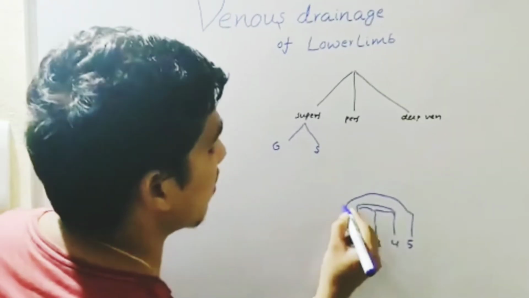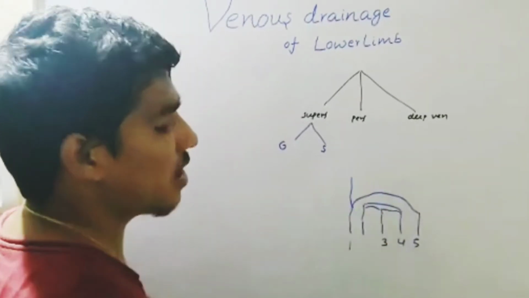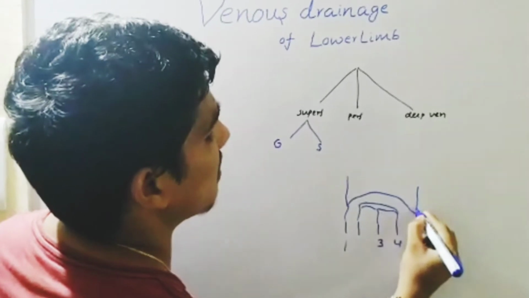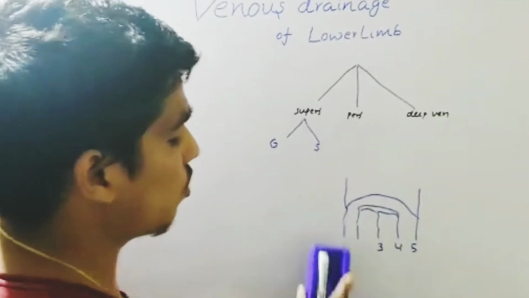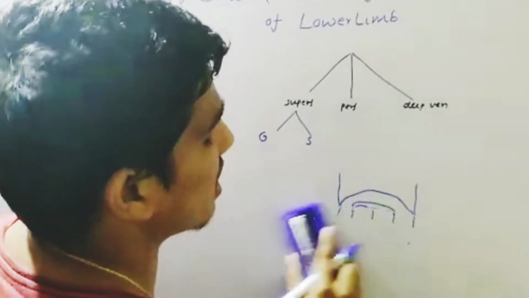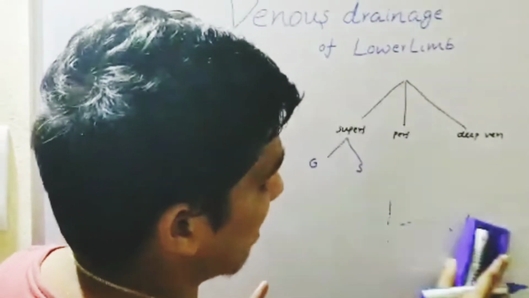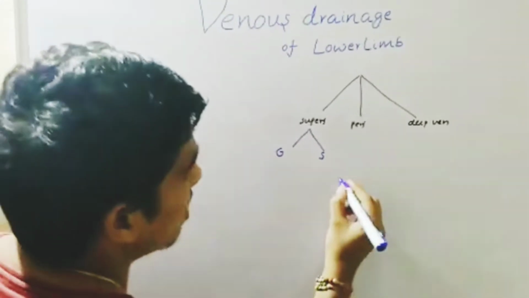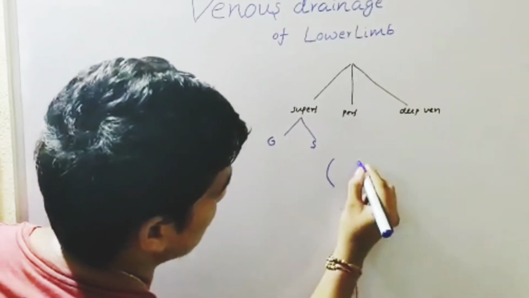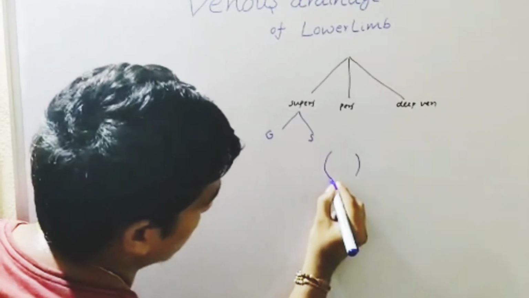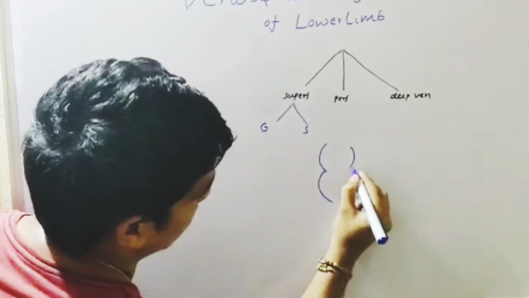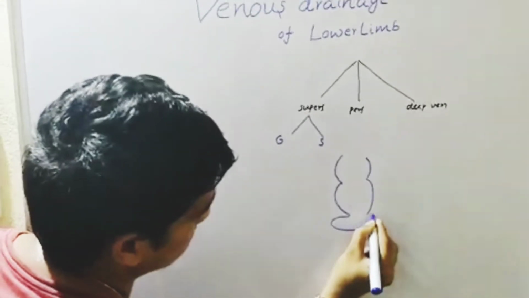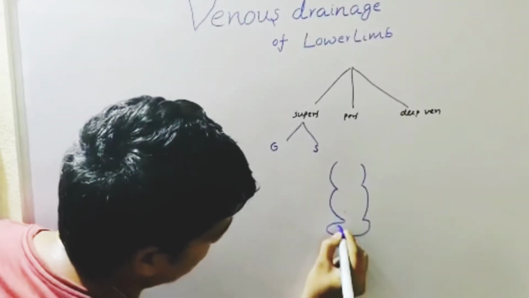From the medial side of the dorsal venous arc arises the greater saphenous vein. From the lateral side arises the smaller saphenous vein. To know the course, as I have already said, you should know two things: where it arises, and where it ends. To know that, draw a small rough diagram to represent it. It is a thigh, it is a leg, it is a foot. It is the dorsal venous arc.